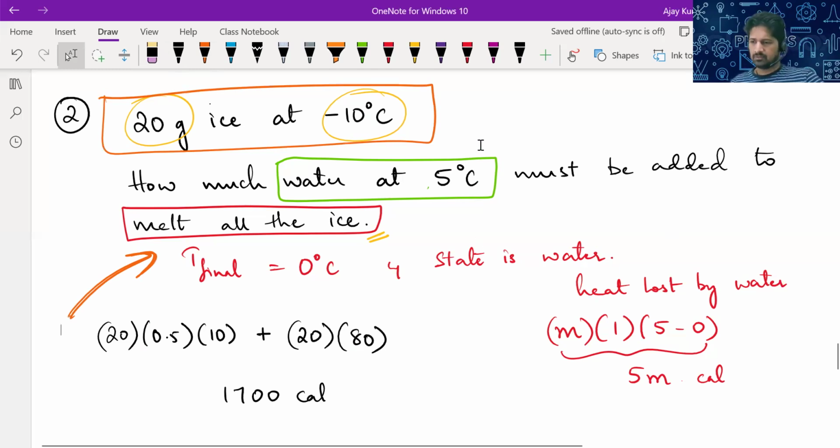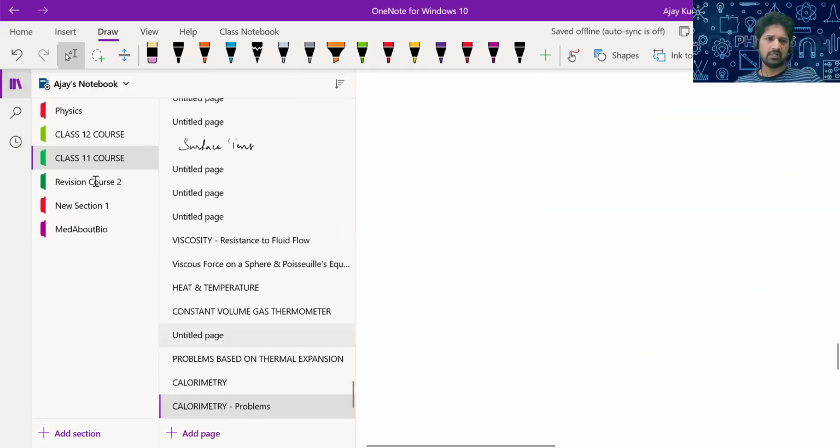Fine, we'll stop it here for today. Next class, which will be day after tomorrow. Tomorrow I'll not be taking. Day after tomorrow I'll take. And in that class, we'll discuss something called calorimeter. Okay, there is a device called calorimeter. Simple idea only. It won't take much long.